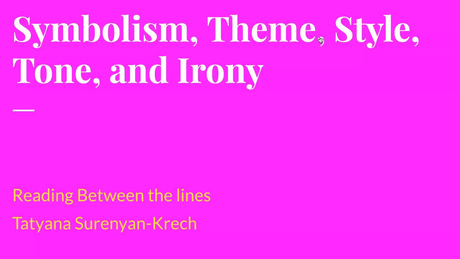But in this video, I'm going to be talking about some elements in fiction that go beyond the tangible, where you need some critical thinking skills to figure out what's going on in the story. So those include symbolism, theme, style, tone, and irony. And that's what I call reading between the lines, because you need to have much more critical thinking skills to figure these things out than the other obvious ones that you can point with your finger.